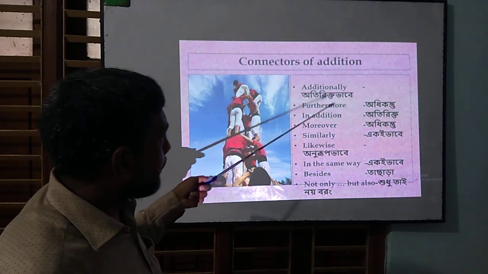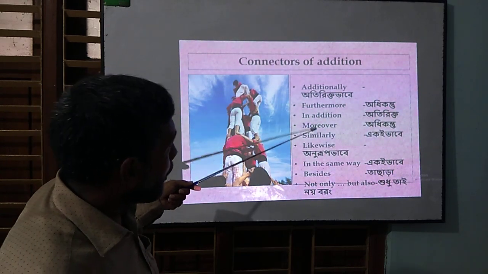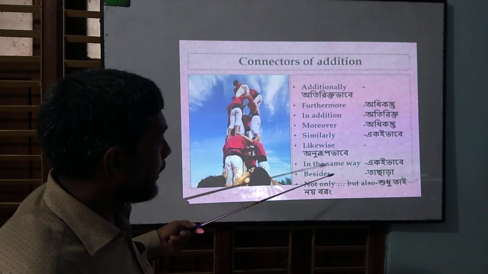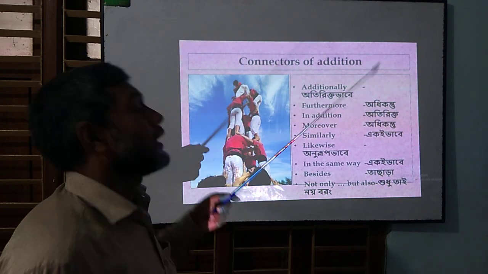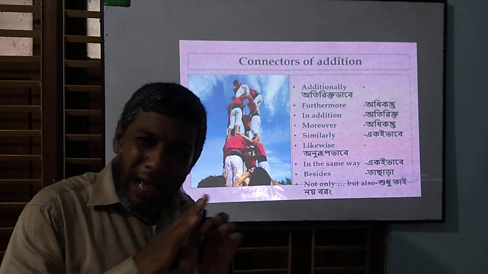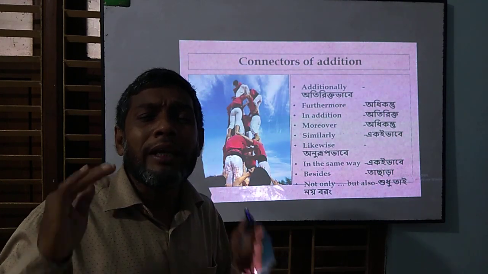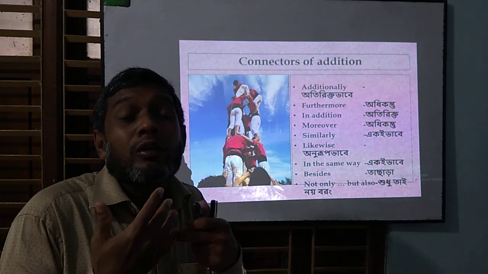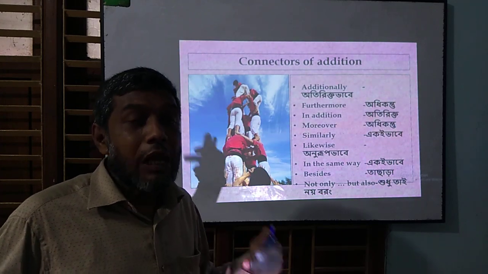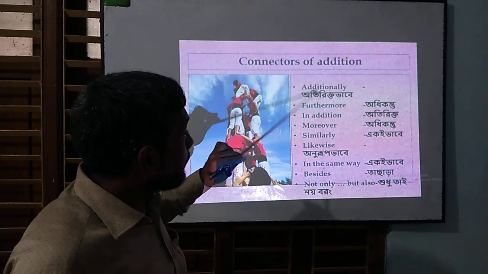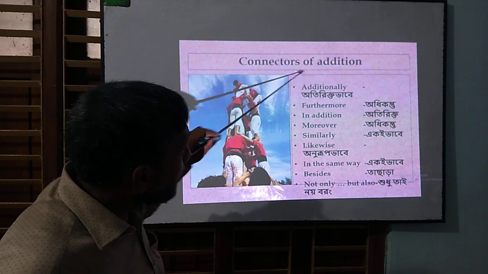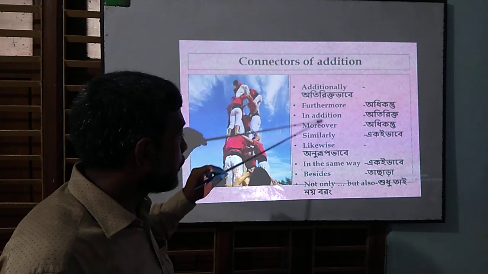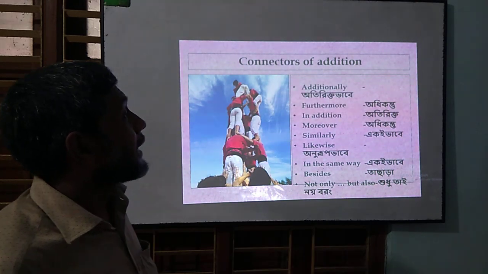Additionally, furthermore, in addition, moreover, similarly, likewise, in the same way, besides, not only but also. All are connectors. You know how many conjunctions there are in our English grammar; all are considered connectors. So to show any addition, to join two sentences to show any addition, we have to use this type of connectors.